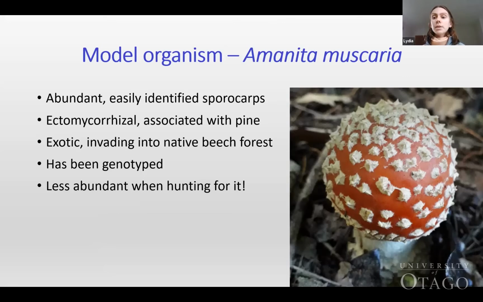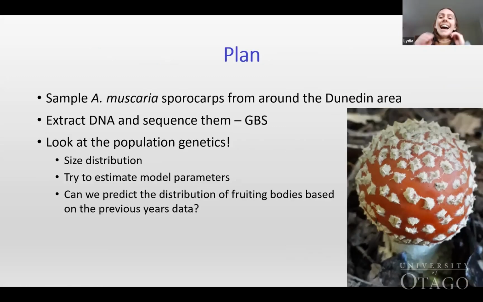It's been genotyped, which is very helpful for getting the genetic data that I want. And I have recently discovered that it's a whole lot less abundant when I'm actually hunting for it than when you just see it popping up everywhere. I'm sure all of you know that though.